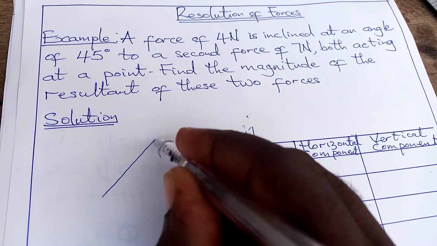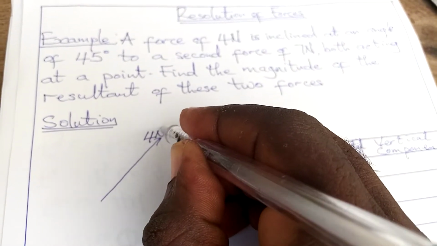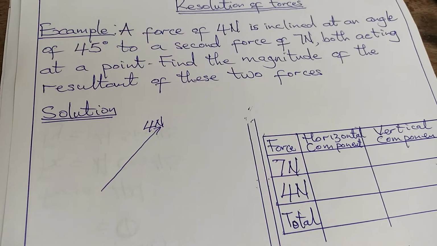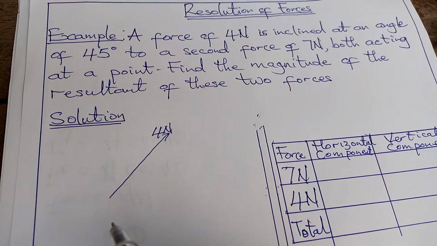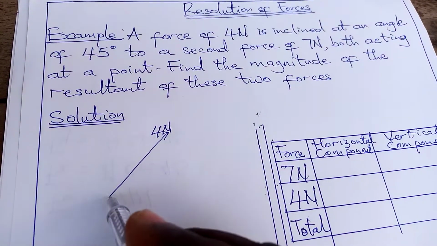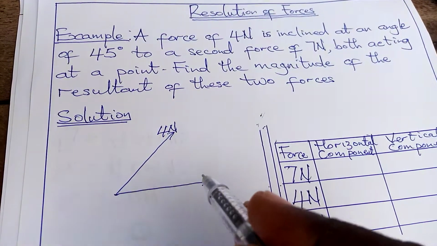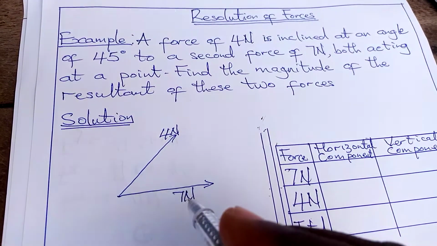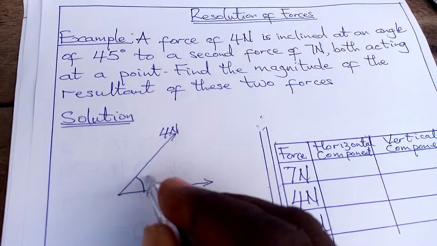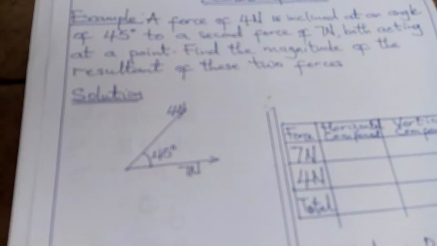So the first thing we are going to do here is to sketch the diagram. Let this arrow diagram represent a force of 4 newtons inclined at an angle of 45 degrees to a second force. So let this second arrow diagram represent a force of 7 newtons. The angle between the two forces is 45 degrees. So this is the diagram.